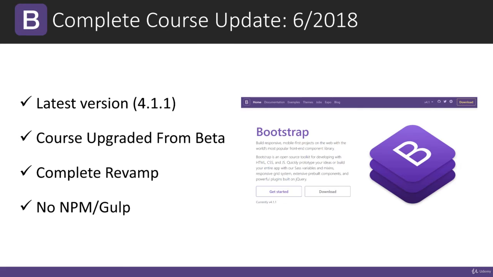Now, this course was initially released in 2017 using Bootstrap Beta, but every video and all the projects have been completely redone to use the latest version at this time, which is 4.1.1. Now, this course has also been simplified by removing the compiling with Gulp and using npm to install Bootstrap. I found that many people were struggling with this, and it actually took away from learning the actual Bootstrap framework. Okay, so we're still going to learn about Sass. In one of the projects, we're going to use a graphical tool called Koala to compile our Sass.